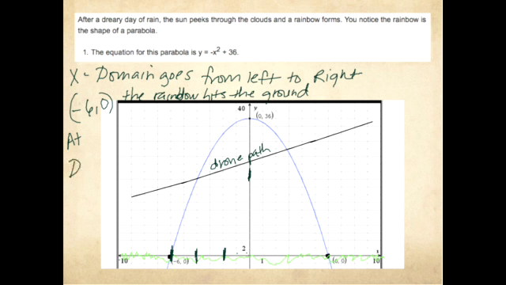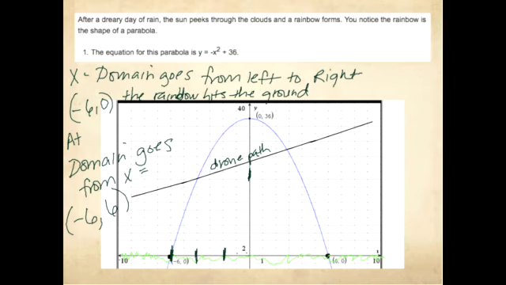So we're going to say the domain goes from -6, or from x equals -6. Now, what's the farmost right point? The farmost right X value, because the rainbow hits the ground at +6.